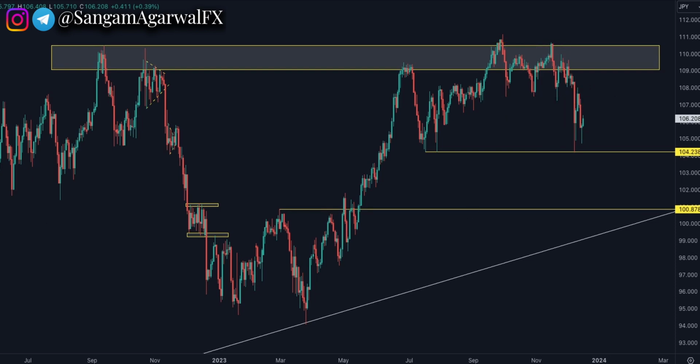lower low. But you have clear support and resistance. On correction, you can sell again. But for new entry, wait for clear breakout of 104 level.